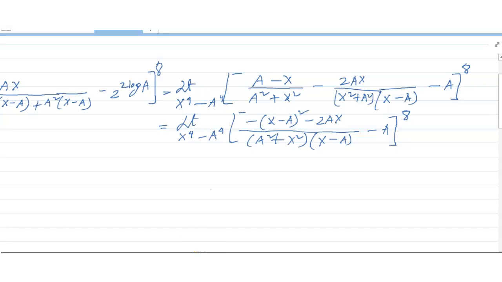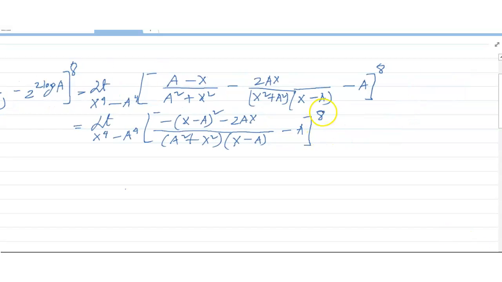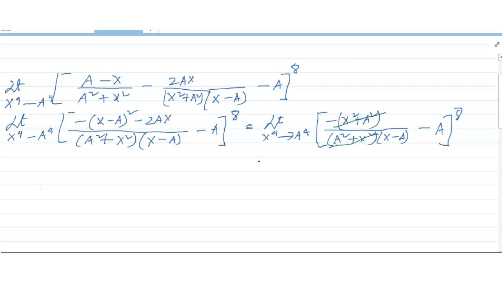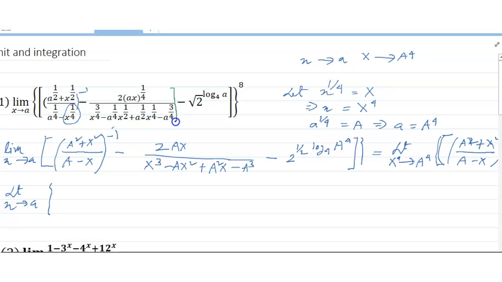So friends, if you calculate more, then whatever you get, I get limit x to the power 4 tends to a to the power 4 minus x square minus a square into a square plus x square into x minus a to the power 8 divided by x minus a, and here also one portion is missed, that is this is minus 1. This portion is missed in the sum, minus 1.